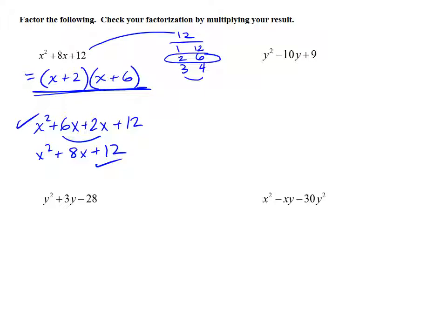Next example, y squared minus 10y plus 9. Factor into binomials. So set up your parentheses. We've got a y squared here, so instead of x and x, this will be y and y.